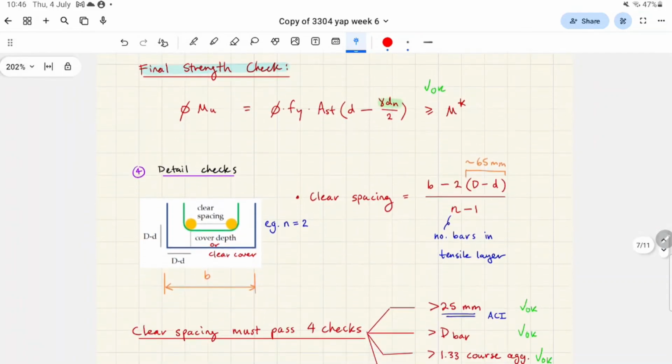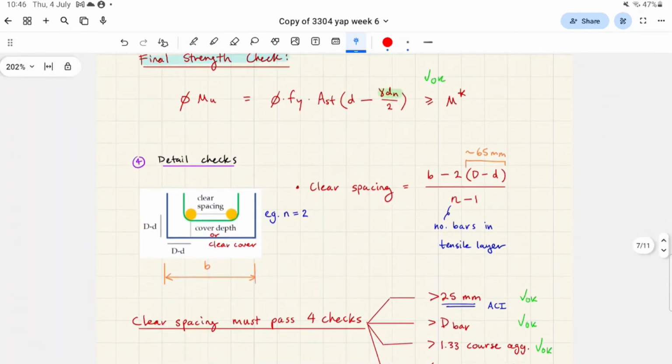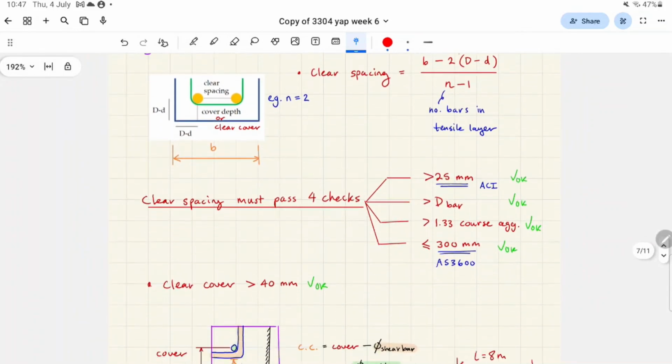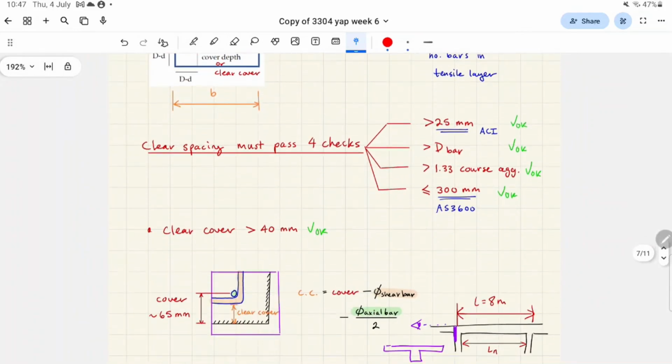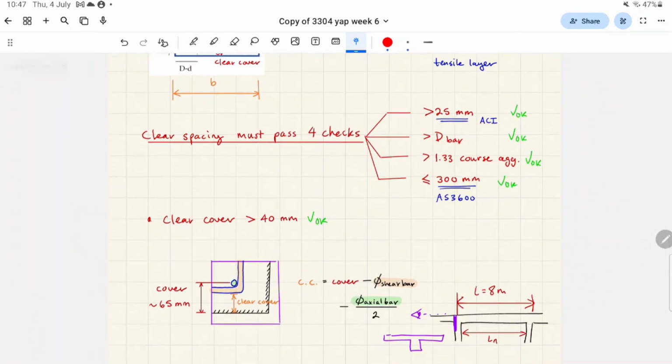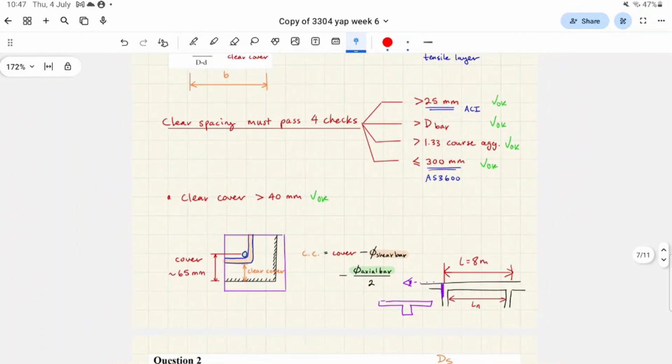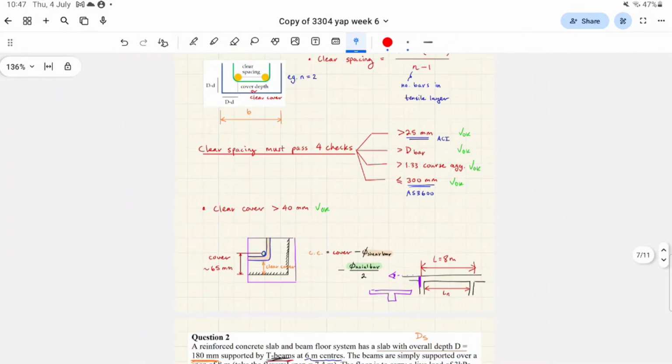And then final detail checks as well. This is again to do with what I was talking about: the clear spacing checks, the clear cover checks, making sure that the bars are far enough apart and far enough away from the edge so that they don't rust. Essentially, there's all these formulas for it. I'll leave you guys to look through these, but there's 4 checks just for spacing, right? But they're really, really simple checks. They're just a little bit time consuming. Okay, does anyone have any questions?